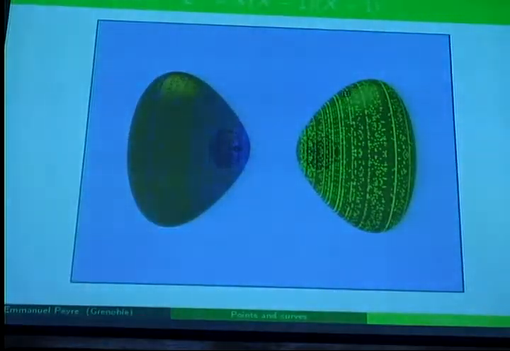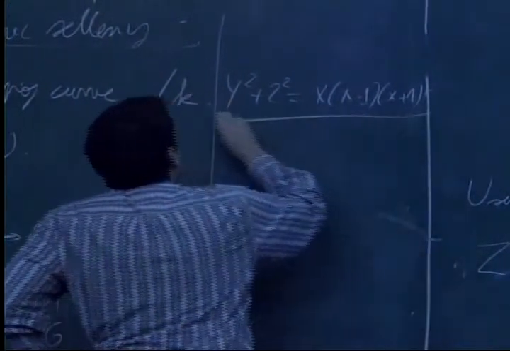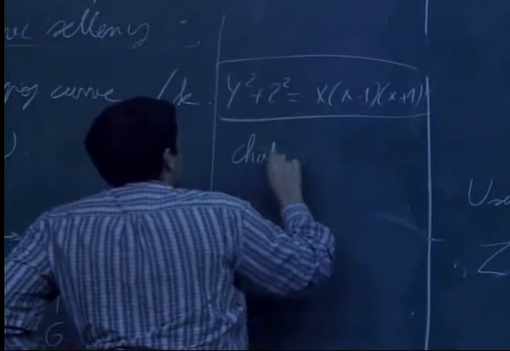Let me go to the next picture. So that's an example which is slightly more complicated. The equation is given at the top. It's impossible to read in white on green. Why did I choose these colors? Probably because I like green. So y squared plus z squared is equal to something like (x minus 1)(x plus 1). This is a so-called Châtelet surface.